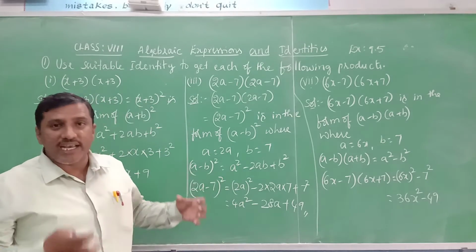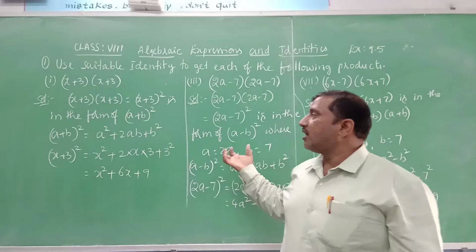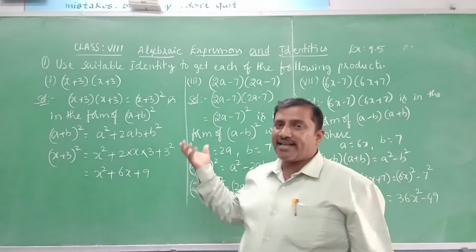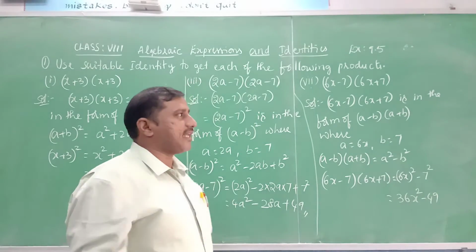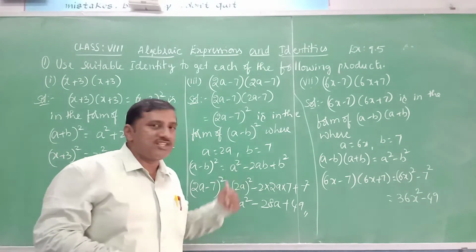So like this we will find the products of the expressions which are in the form of either the first identity or the second identity or the third identity. By using them on simplification we get the products. Is it clear, children?